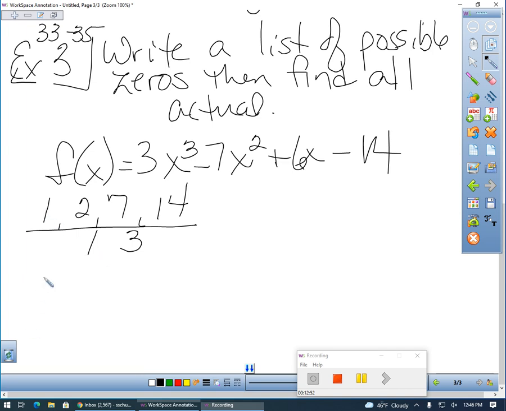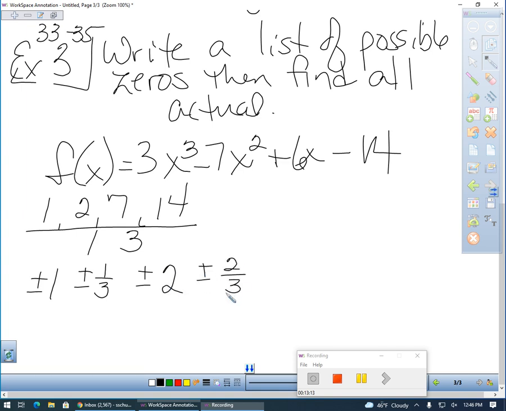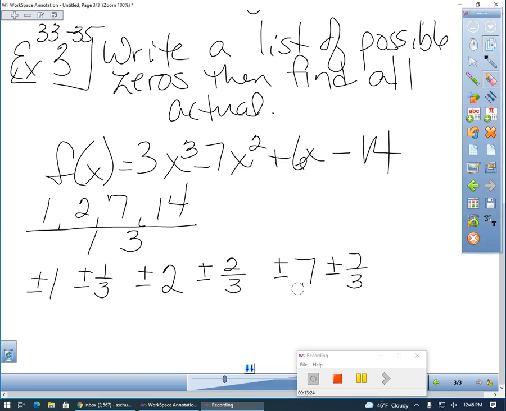Okay, so here is our potential possible list. Start with 1, and we're going to go 1 over 1. And remember, it's plus and minus 1 over 1. Then plus and minus 1/3. So we're done with 1. Now we're going to move to 2. Plus and minus 2 over 1. Plus and minus 2 over 3. And we're going to move to our 7. Plus and minus 7 over 1. Plus and minus 7 over 3. And we're all the way to 14. So we have plus and minus 14 and plus and minus 14 over 3. So we have 16 possible.